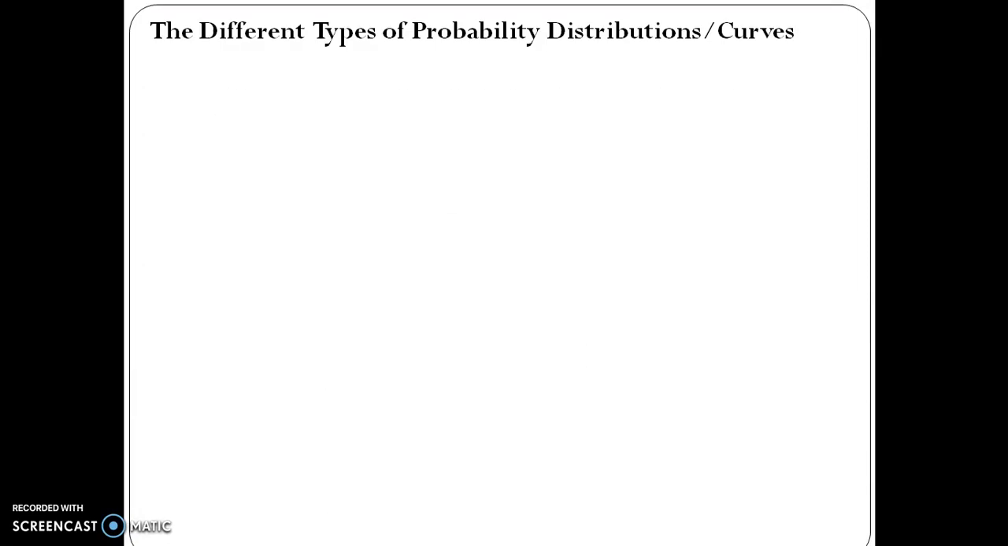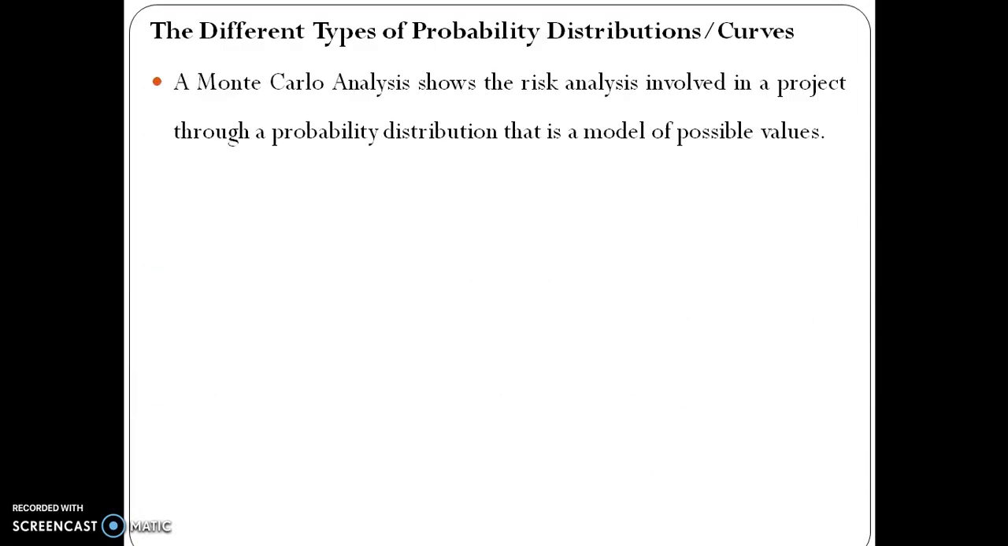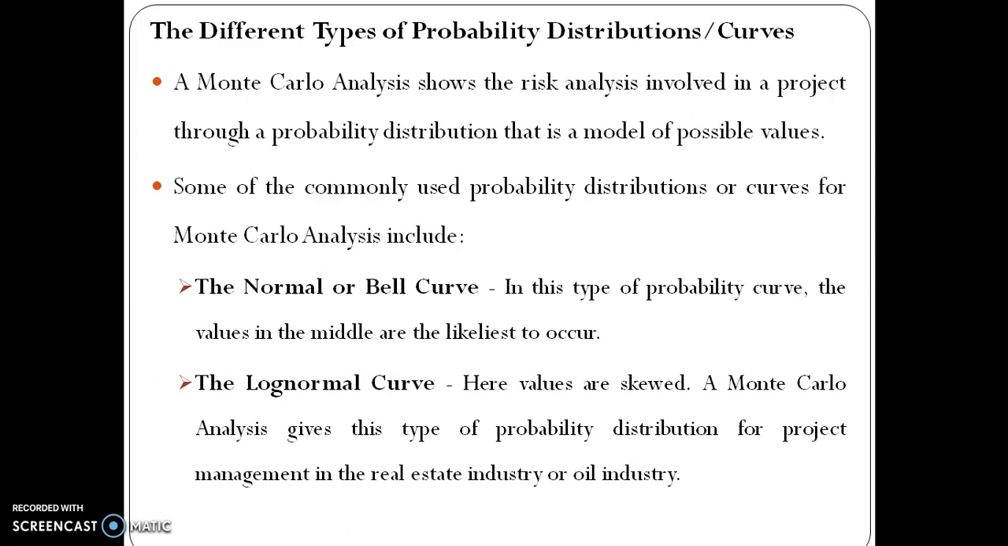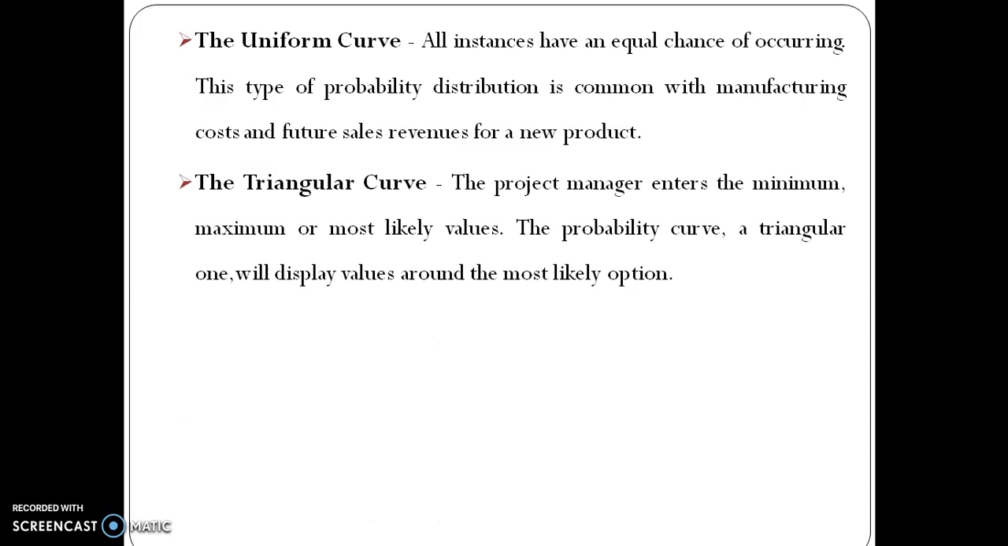The different types of probability distribution curves. The Monte Carlo analysis shows the risk involved in a project through a probability distribution that is a model of possible values. Some of the commonly used probability distributions or curves for Monte Carlo analysis include the normal or bell curve, the log normal curve, the uniform curve, and the triangular curve.